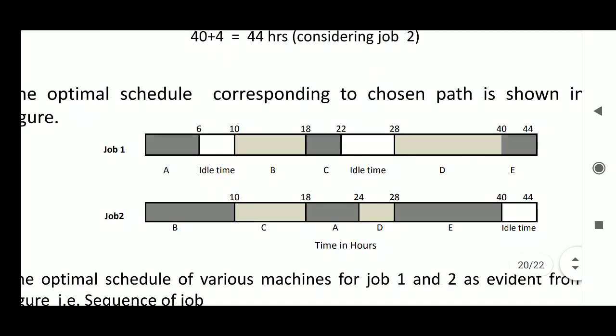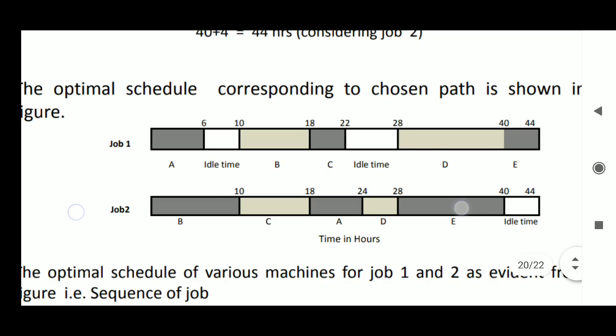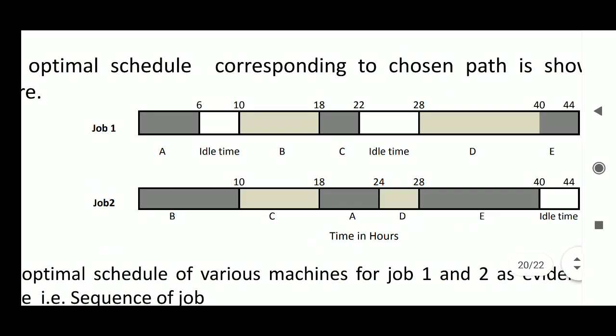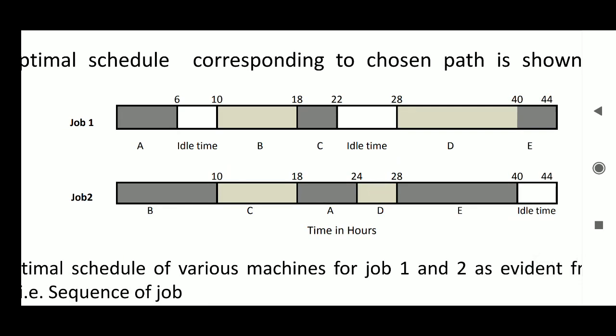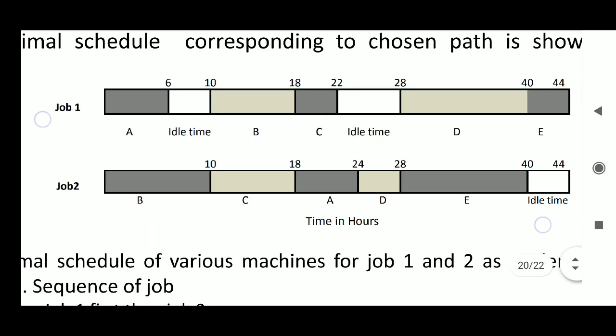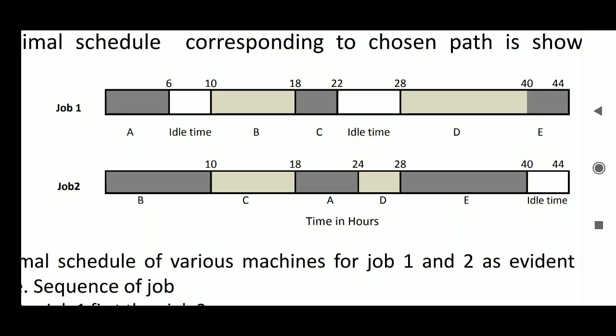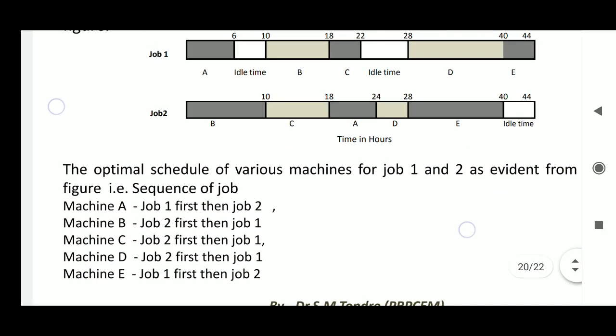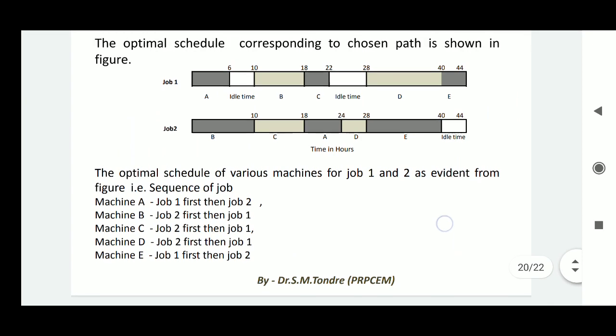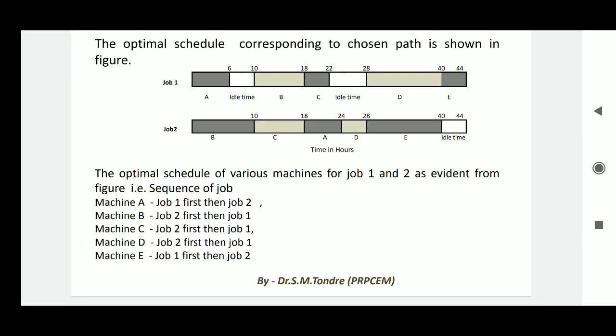Now see the optimal schedule for job 2. Job 2 is transferred to machine B up to 10 hours. Then job 2 is transferred to machine C up to 18 hours. Then it goes to machines A and D, and then to machine E. And lastly, job 2 remains idle for 4 hours. So here is the optimal schedule, or the sequence of job 1 and job 2, that is asked in our question.